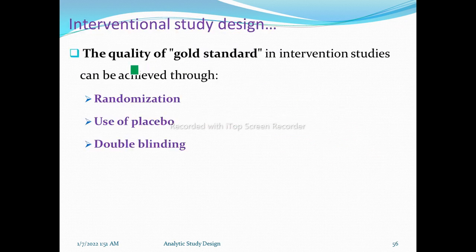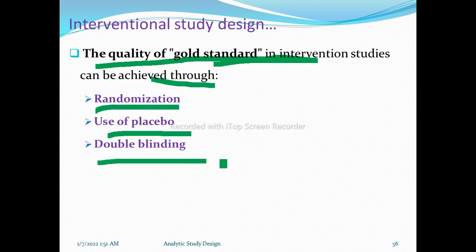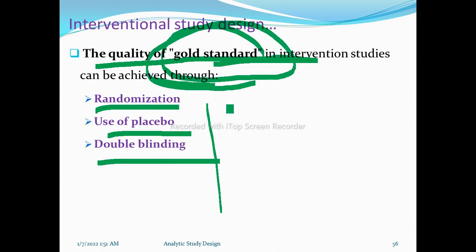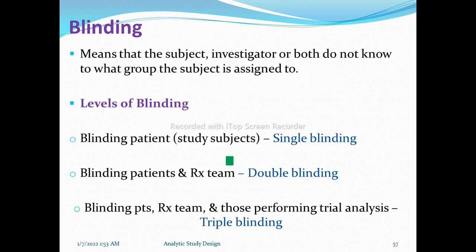So the quality of gold standard intervention studies can be achieved through randomization, use of placebo and double blinding. By the way, these three things are making interventional studies gold standard. So randomization, using placebo and double blinding is very important.